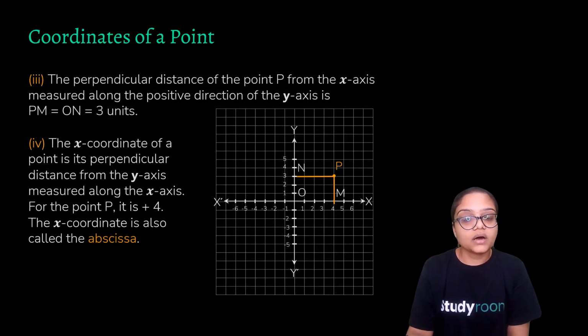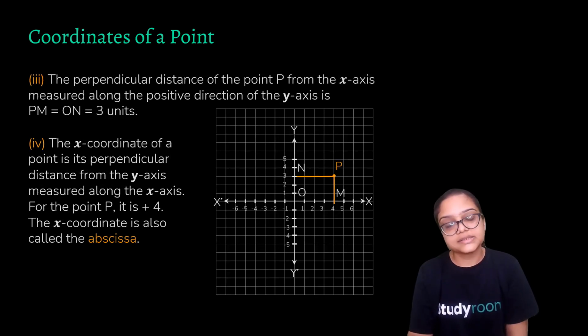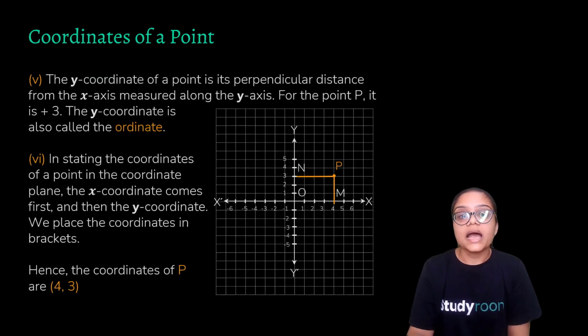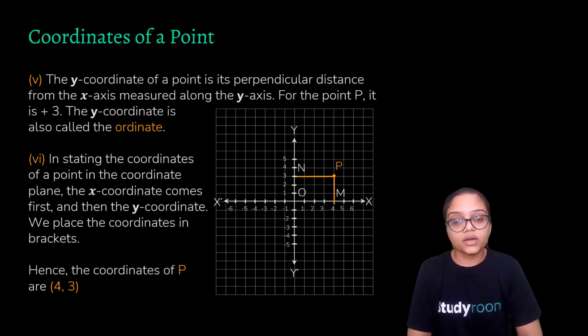PN is the distance of the point with respect to x-axis and PM is the distance of the point with respect to y-axis. So the x coordinate of a point is its perpendicular distance from the y-axis and the y coordinate of the point is its perpendicular distance from the x-axis. The x coordinate is also called abscissa and the y coordinate is called ordinate. Abscissa and ordinate, just keep in mind. These are just the general terms. In stating the coordinates of a point in the coordinate plane, the x coordinate comes first and the y coordinate comes second.